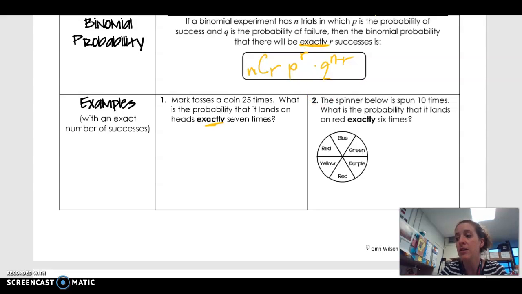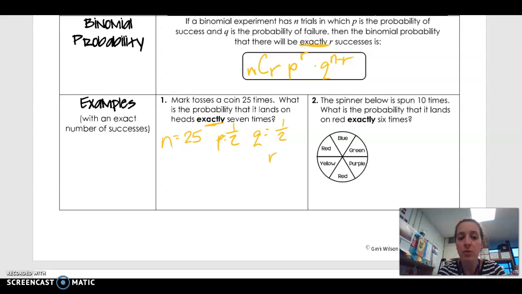So my n, I first want to figure out what my values are that I'm looking at. So my n is 25 because that's how many times I'm tossing the coin. My probability of a success would be 1/2, right? Because half of the times I would get a heads. But that also means that my probability of Q would also be 1/2.